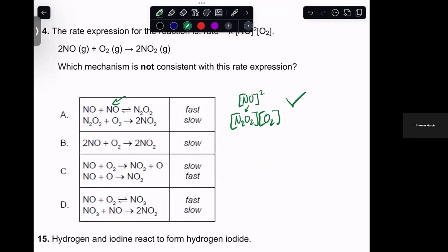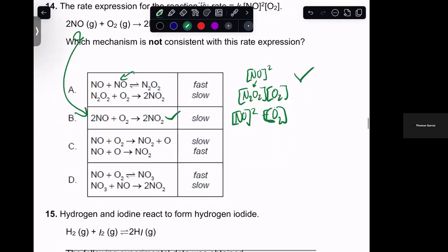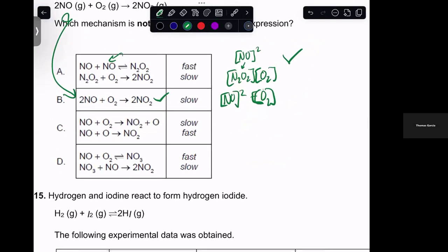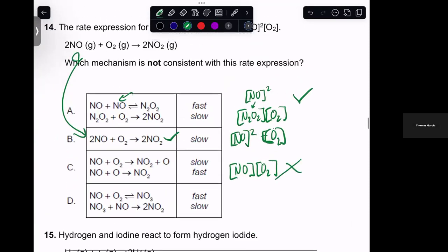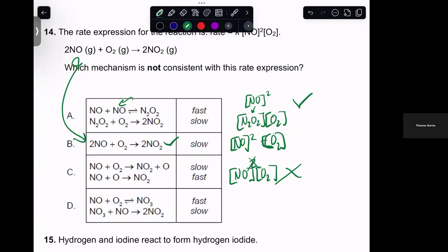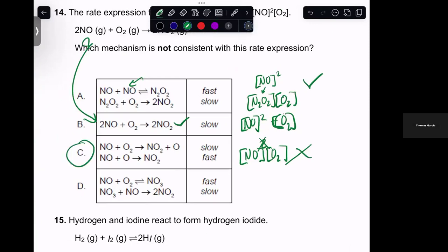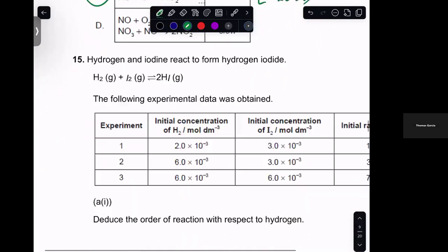It's only one step where it is NO squared plus O2. Of course, this one's consistent because this and this are the same. So it's got to be okay. C, we're going to work backwards again. If the top one's a slow reaction, it is NO and O2, but that doesn't come from anything. Oh, that's not correct. We need to have NO squared, but they don't have it. So our answer is C. C is not consistent. All right.